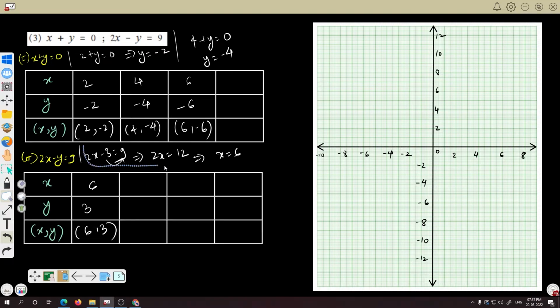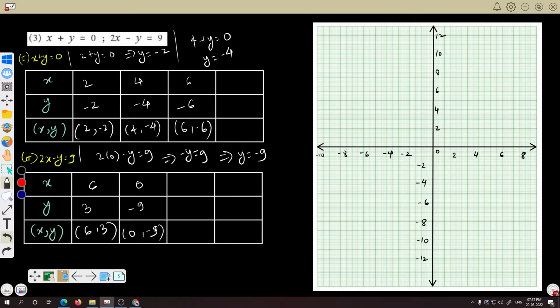I'll just erase this rough work. Fine. Now we'll look for two more points. In this, if I take x as 0, then the equation will be 2 into 0 minus y is equal to 9, which means minus y is equal to 9, which means y is equal to minus 9. So if I take x as 0, then y will be minus 9. Coordinates are 0 comma minus 9. I hope this is clear to you.